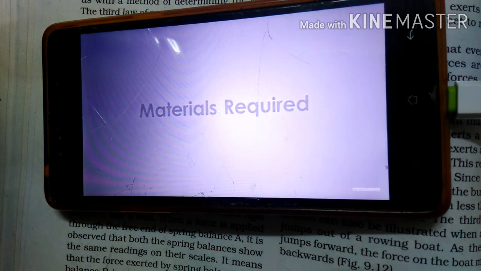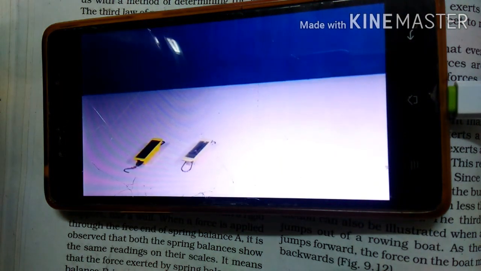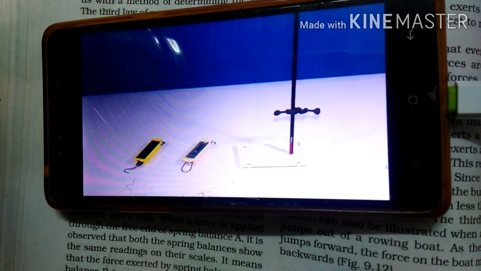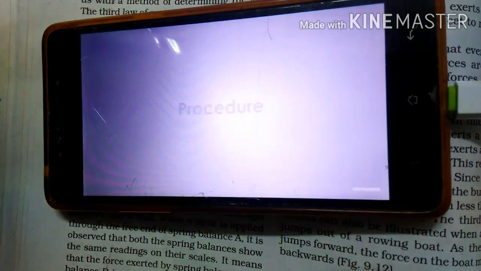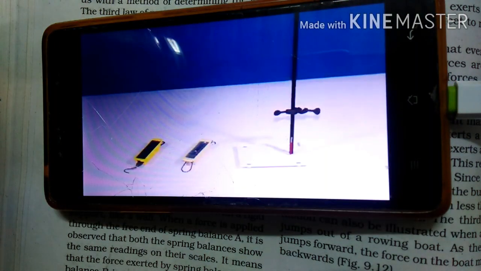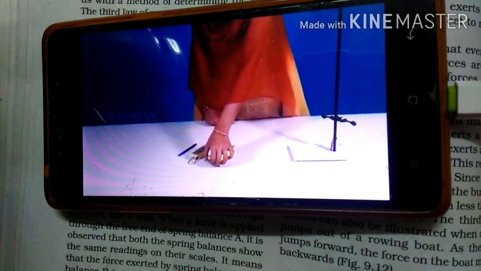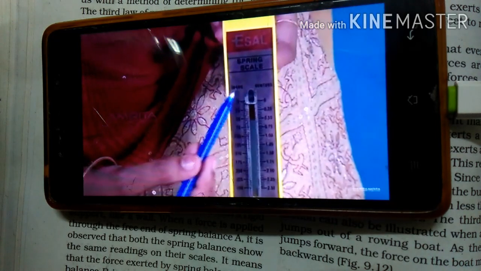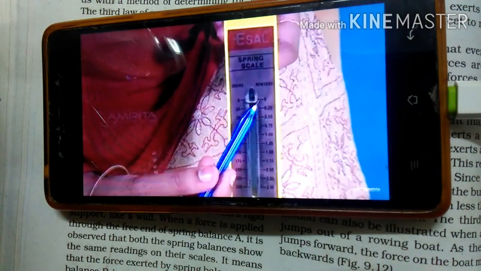Materials required: 2 spring balances of different least count, and an iron stand fixed on a table. Procedure: arrange the stand. Take 1 spring balance. Note the least count of the spring balance.